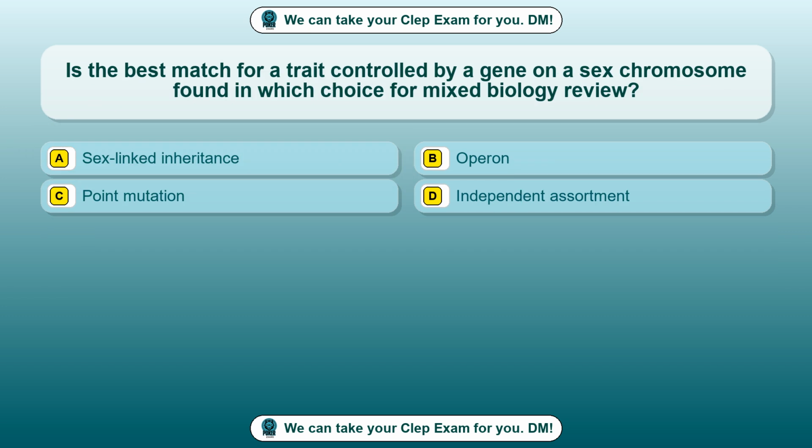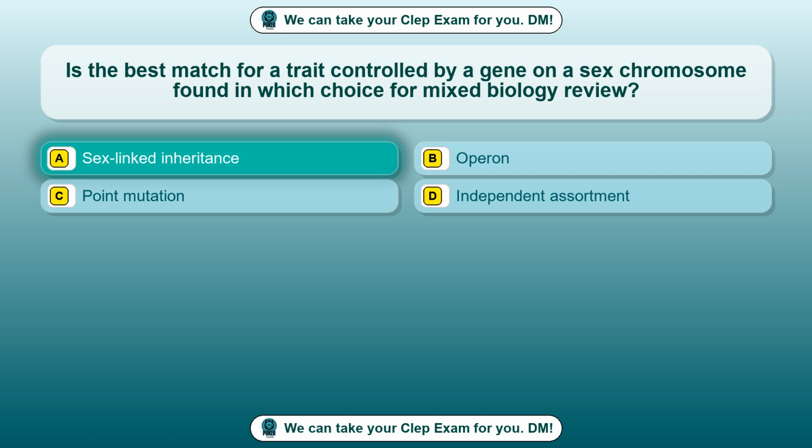Question 10. Which is the best match for a trait controlled by a gene on a sex chromosome found in mixed biology review? Option A, sex-linked inheritance. Option B, operon. Option C, point mutation. Option D, independent assortment. The correct answer is option A, sex-linked inheritance.